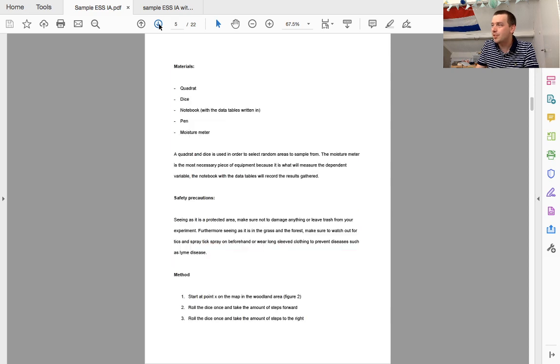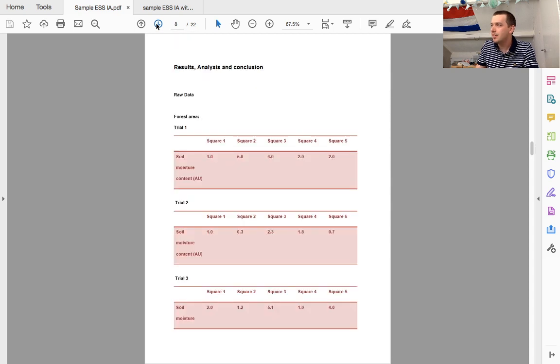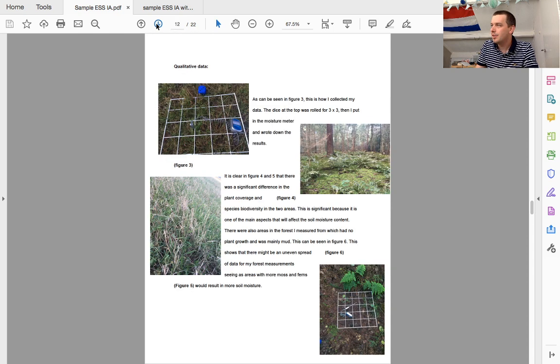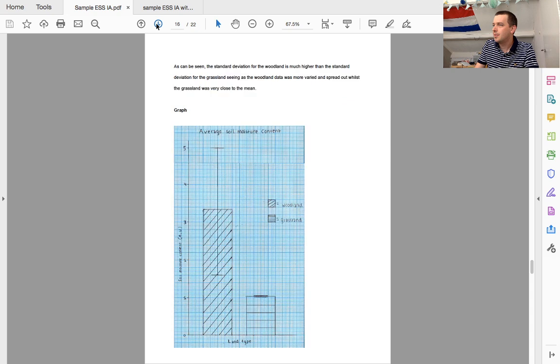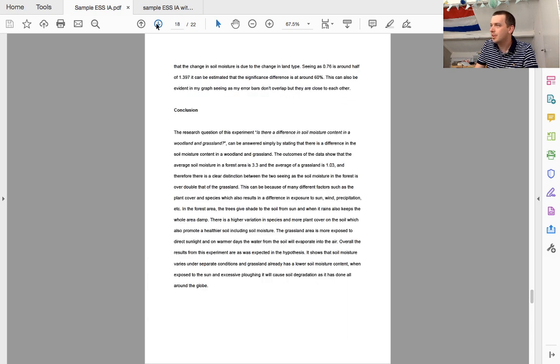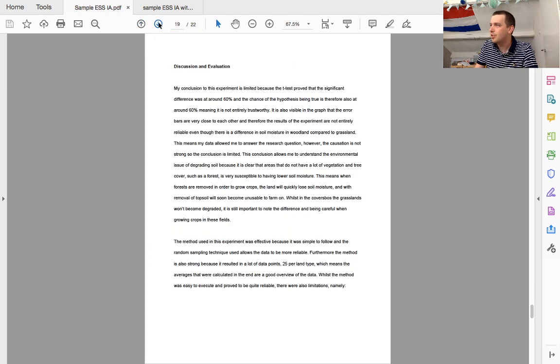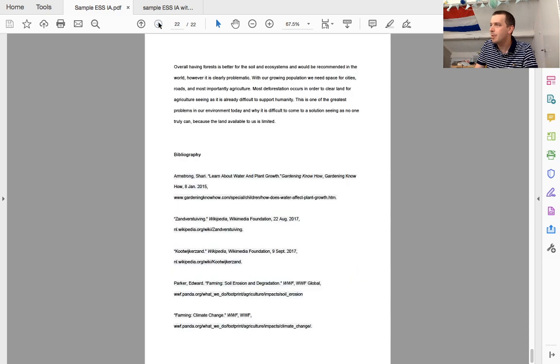Onto hypothesis, variables, materials, safety precautions, method, results, quantitative data, tables, calculations, presentation, processing, conclusion, discussion, evaluation, and applications and bibliography.